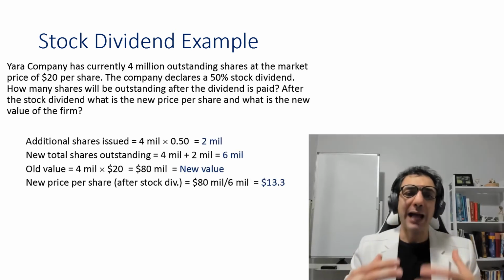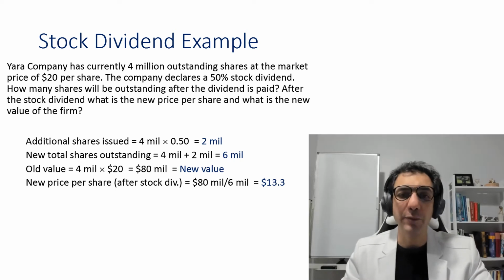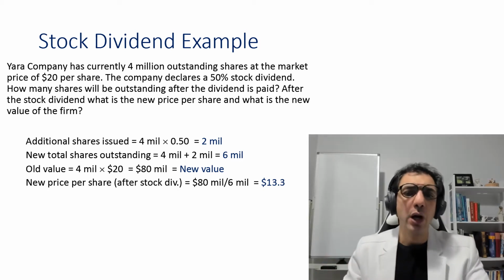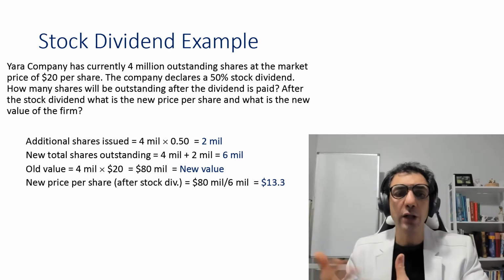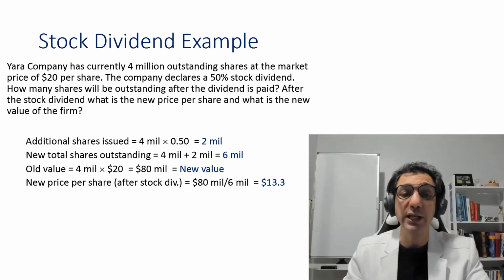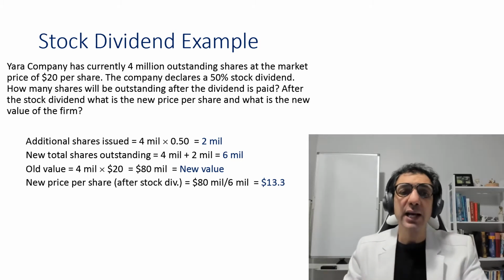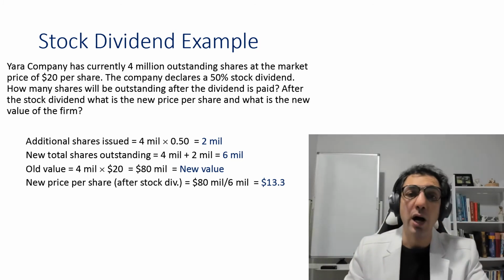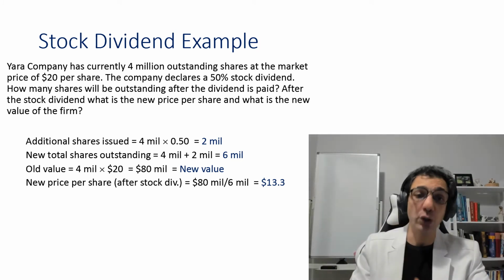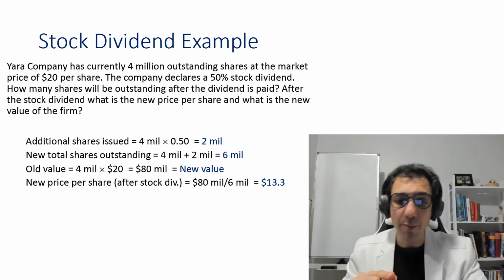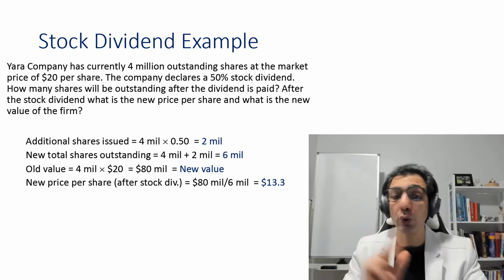As I mentioned, the additional shares will be 50% of 4 million, which is 2 million shares. The company already had 4 million, so the total shares will be 6 million. What was the old value of the stocks? The total market value of the stock was 4 million times $20, which is $80 million. Remember, the stock dividend doesn't impact the total value of the firm. No impact. For sure, the stock dividend will increase the number of shares, as you can see, but no impact on the total market value.